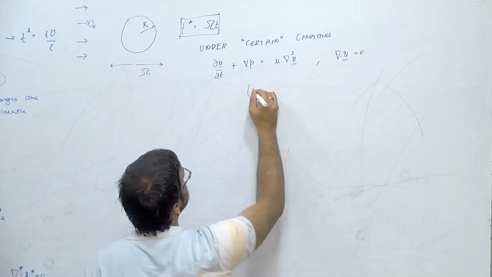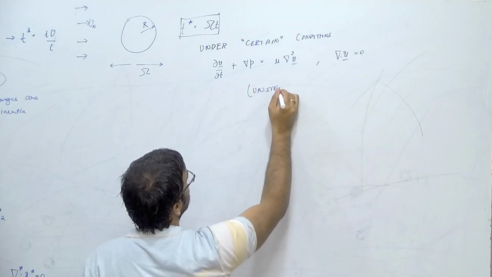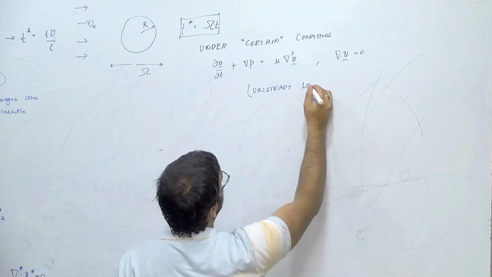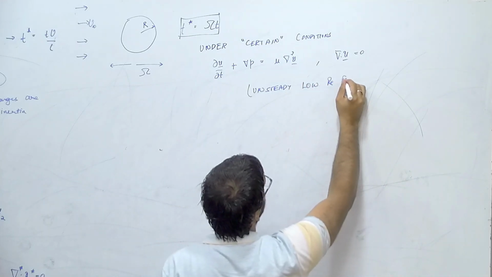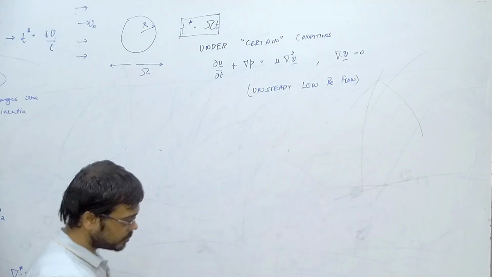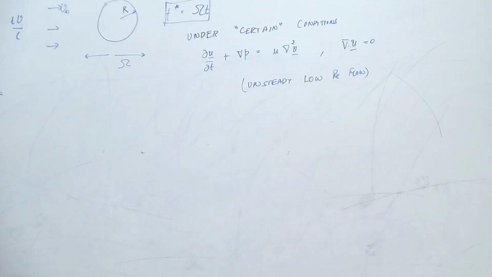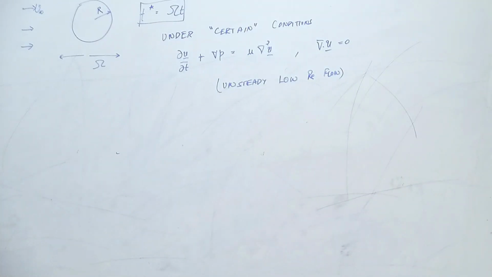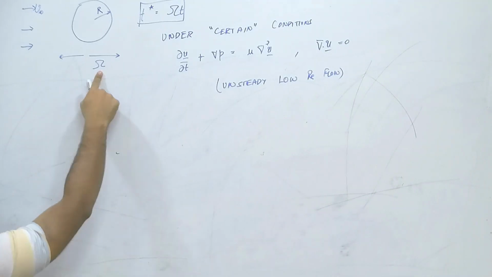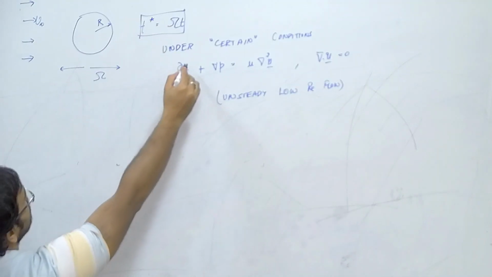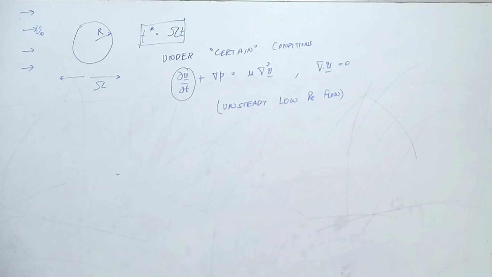So, this is the unsteady low Re flow. This is the unsteady low Reynolds number flow, where you could have an externally imposed time scale which keeps this unsteady term in the picture.